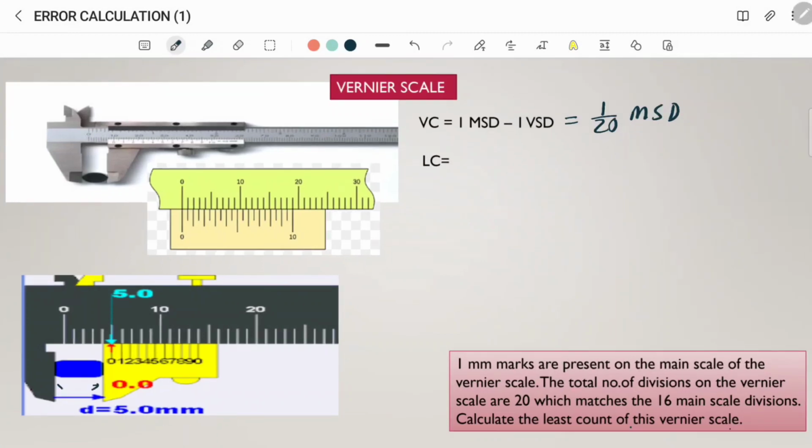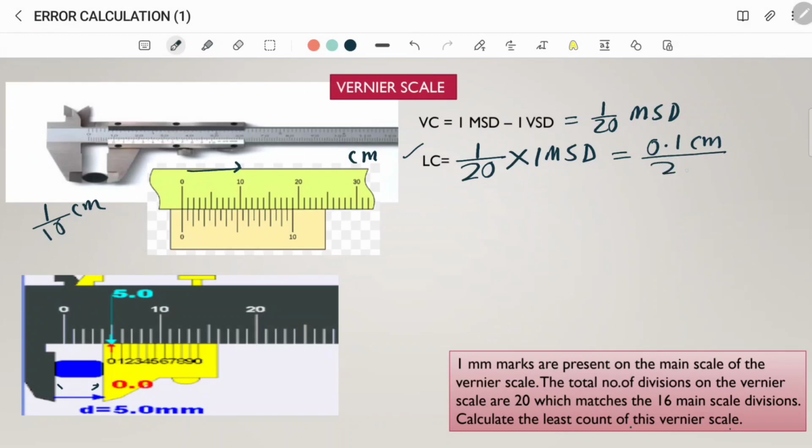Now we are going to learn about another quantity, and that is called the least count of the vernier scale. The least count is nothing but the vernier count multiplied by one main scale division. And if this is our centimeter scale, let us consider for the moment, 1 main scale division is 1 over 10th centimeter. So if we multiply this by 0.1 centimeter divided by 20, then this is equal to our least count.